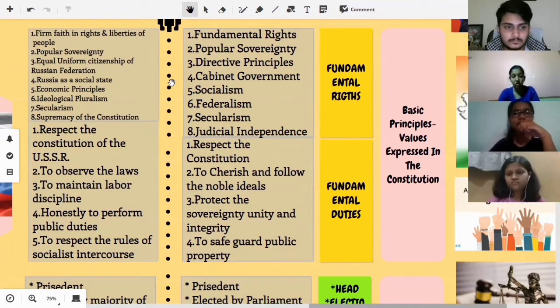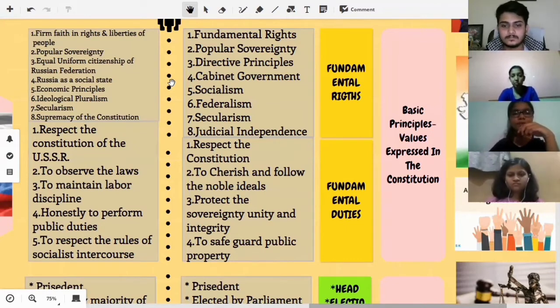Seventh is secularism. It states that there is no state religion or mandatory religion in Russia. All religions are equal before law. Eighth is supremacy of the constitution. The constitution of the Russian Federation enjoys supreme legal status and is applicable to all parts of the Russian Federation. Now, some of the basic principles in the Constitution of India.